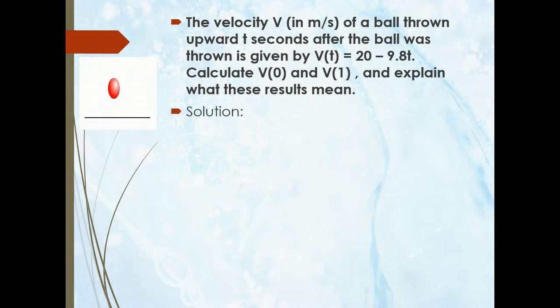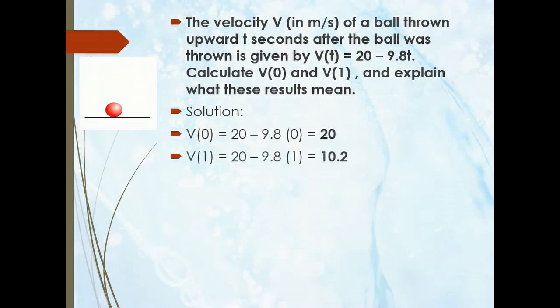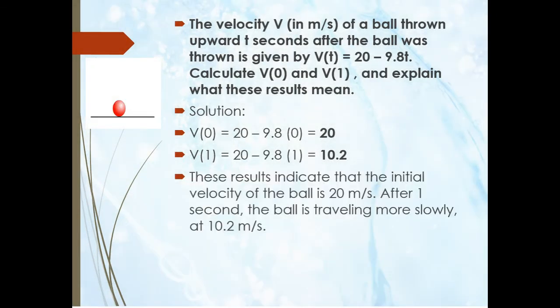Solution. v of 0 is equal to 20 minus 9.8 times 0, which is equal to 20. v of 1 is equal to 20 minus 9.8 multiplied by 1 is equal to 10.2. These results indicate that the initial velocity of the ball is 20 meters per second. After 1 second, the ball is traveling more slowly at 10.2 meters per second.